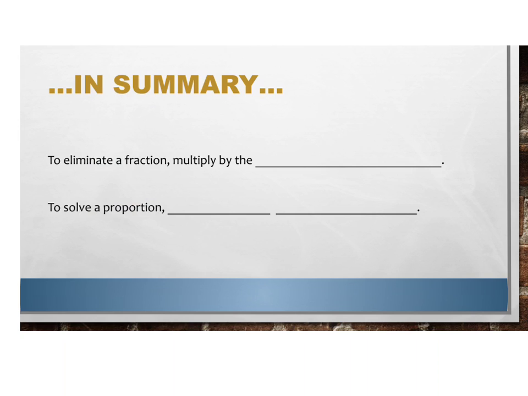All right, here's our summary. To eliminate a fraction, you multiply by what? What do they call that number on the bottom? They call it the denominator. And to solve a proportion, what do you do? You cross multiply.